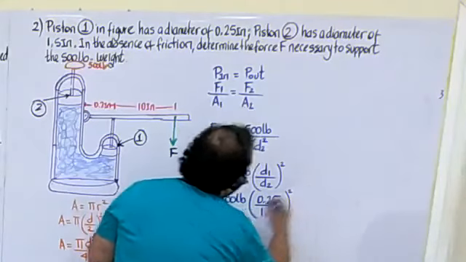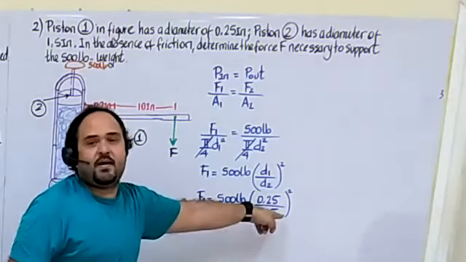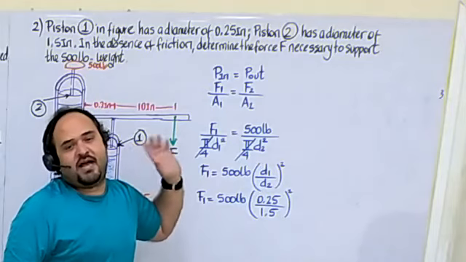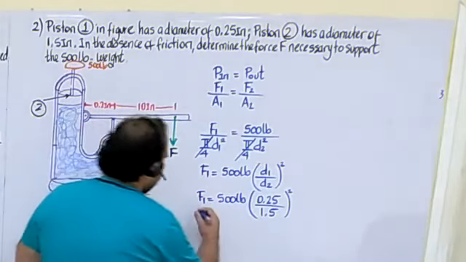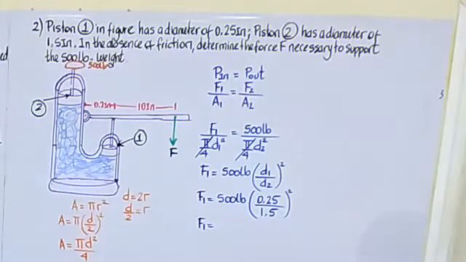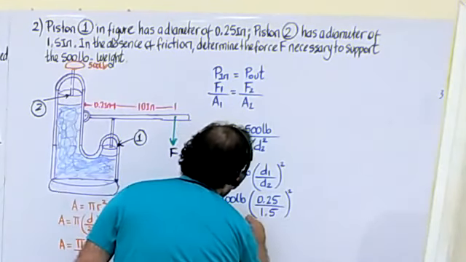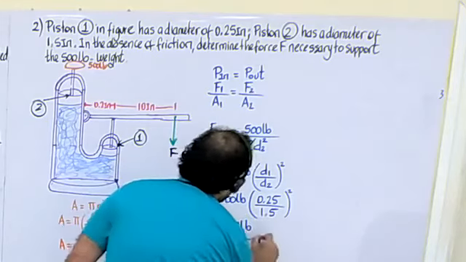Understood why I didn't use the units, the inches? Because if I divide inches by inches, they can be canceled and we don't have units. So force number 1 can be calculated using that formula. That will be 500 multiplied by parentheses 0.25 divided by 1.5, close parenthesis, to the second power. So the force will be 13.89 pounds.